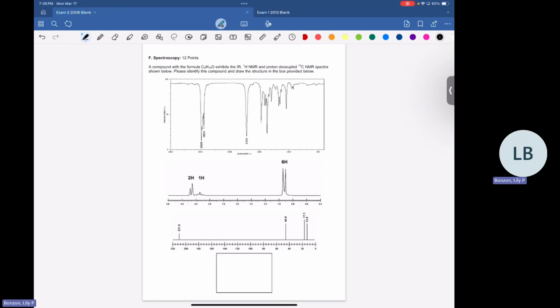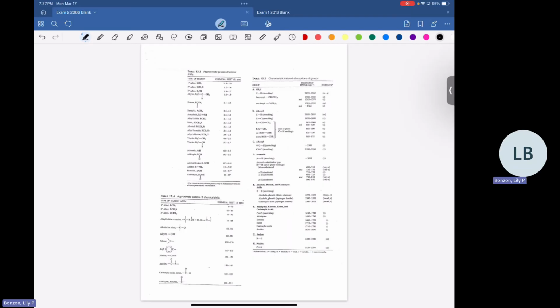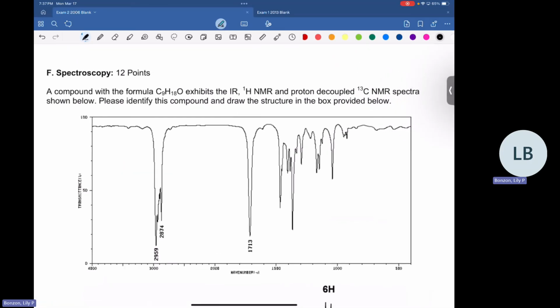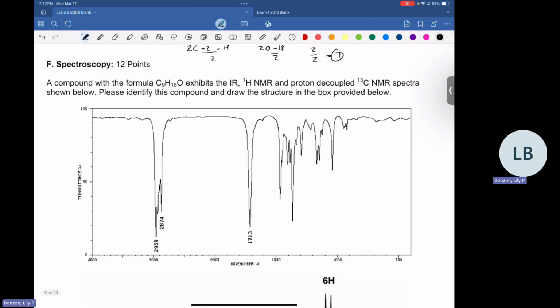Okay, so we have our spec. I have the sheet that you'll see on your exam, just your little charts. Remember that for spec, we always want to do 2 times carbon plus 2 minus hydrogen, all over 2. In this case, we get 18 plus 2, which is 20, minus 18, so 2 over 2 gives us 1 unsaturation, which means 1 ketone, 1 double bond, something like that. And we have 9 carbons, 18 hydrogens, and 1 oxygen.